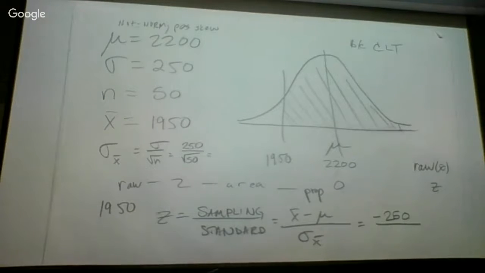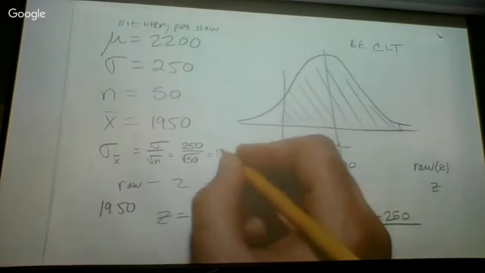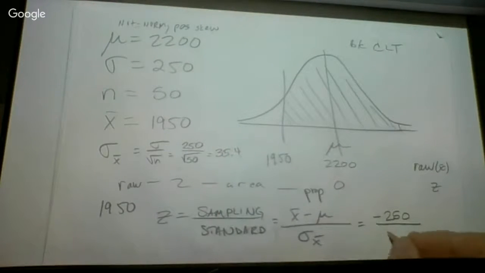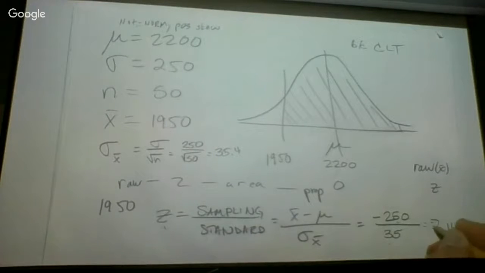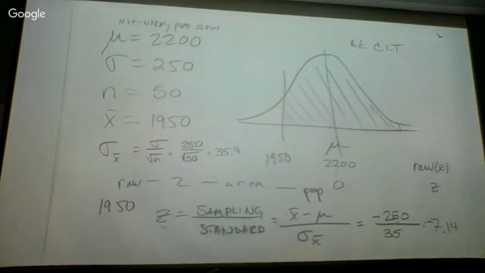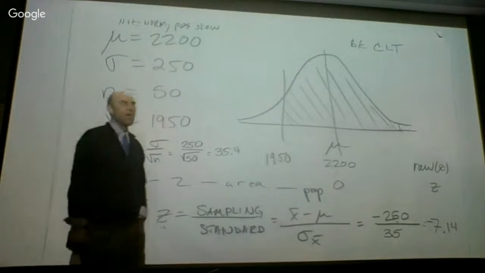You know what? It doesn't matter if it's 35.4 or just 35. Because this is a z-score. And our z-score, sampling error over standard error, this is a very large sampling error relative to that standard error. That looks like it's on the order of 7. What's 250 divided by 35? Remember, it's negative. That's a z-score. A z-score of -7.